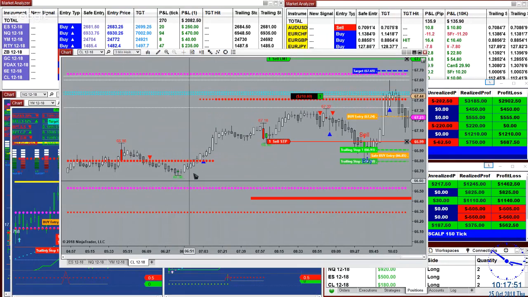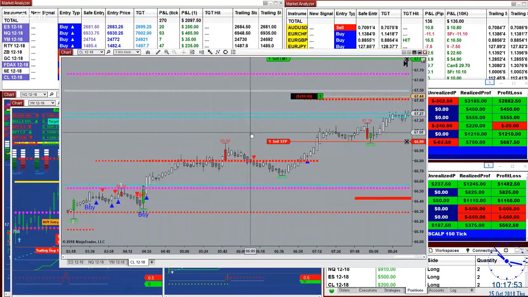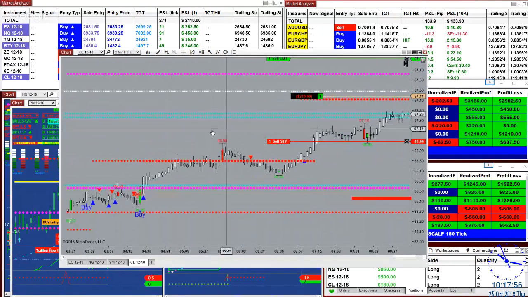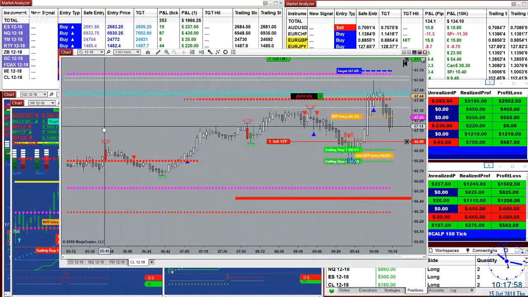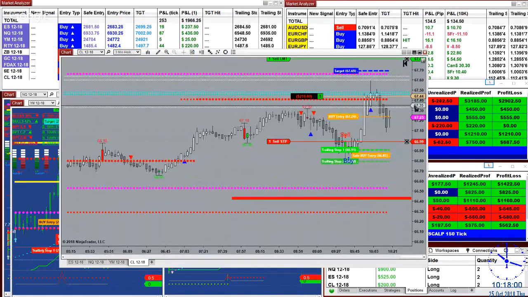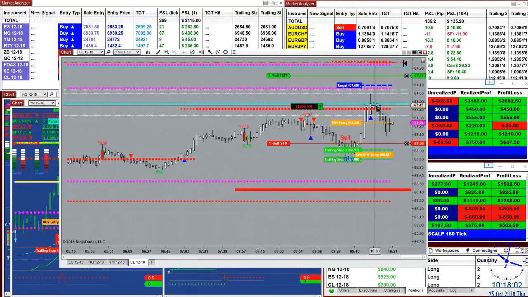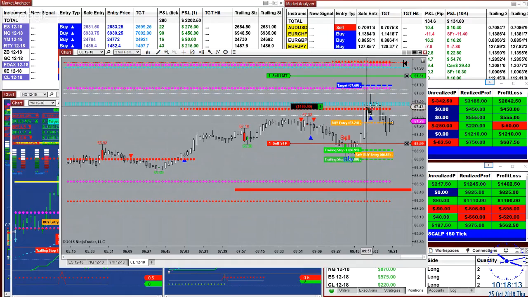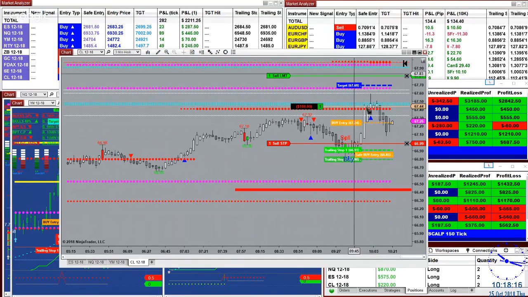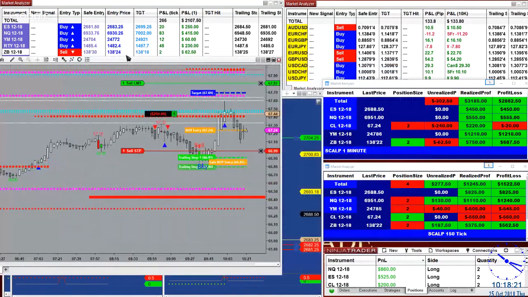Let's look at the CL. Problem in heaven here, 67.45. You have a triple resistance on the CL at 67.46 and 47. There is trouble right there in this area on the CL. This is a problem. This is a huge problem on the CL.